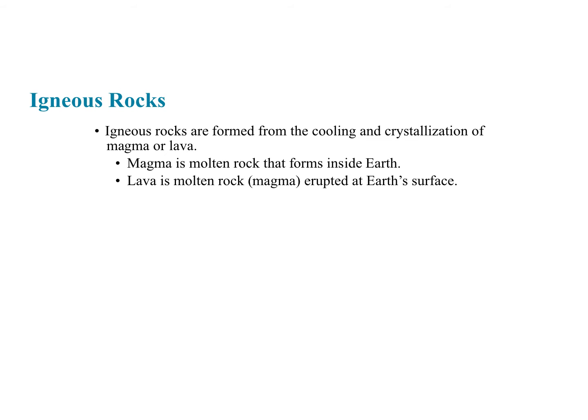So let's look at igneous rocks. Igneous rocks are formed from the cooling and crystallization of magma and lava. Now, magma is the molten rock that forms inside the earth, and lava is molten rock that is erupted at the Earth's surface. So that's the difference between magma and lava. But each of these can, as they cool down, have things crystallize out and become igneous rocks.